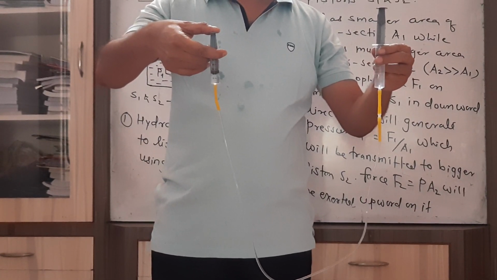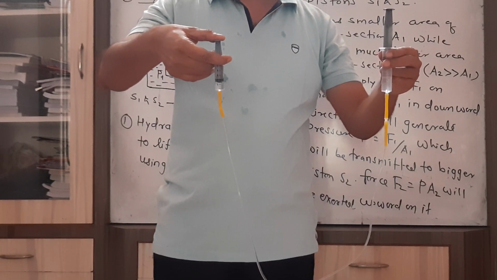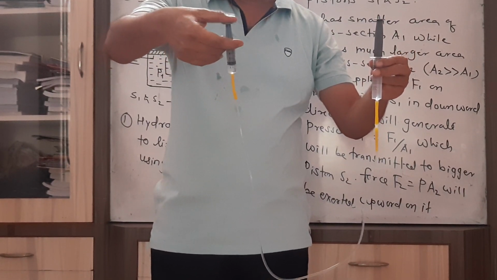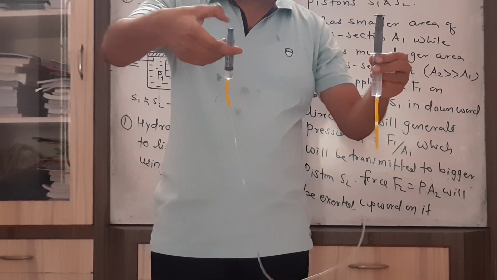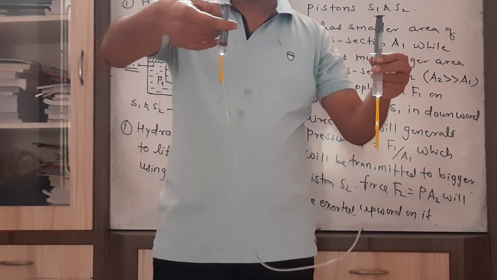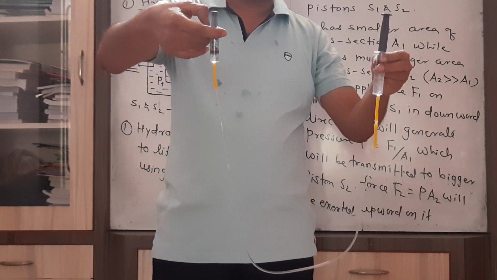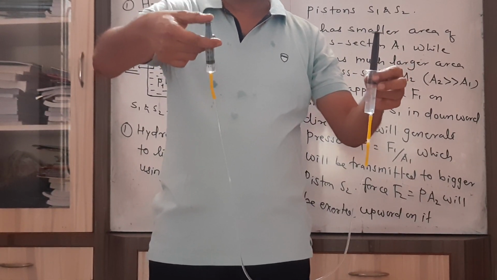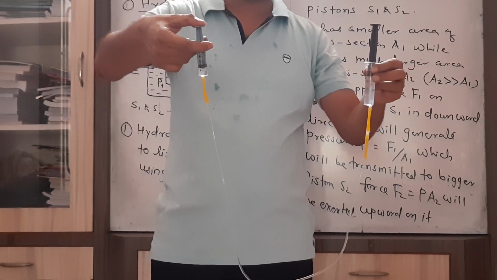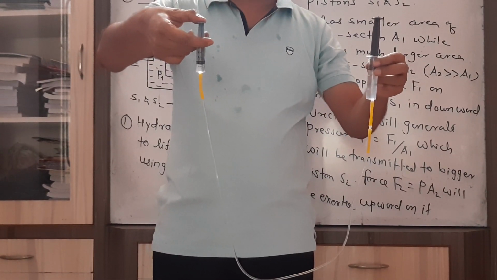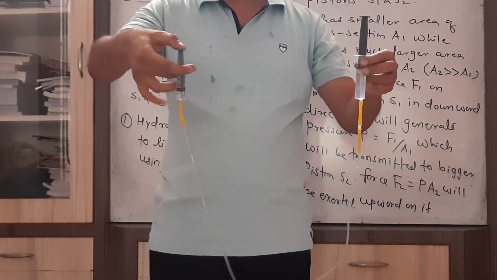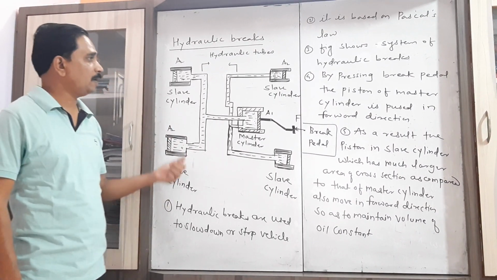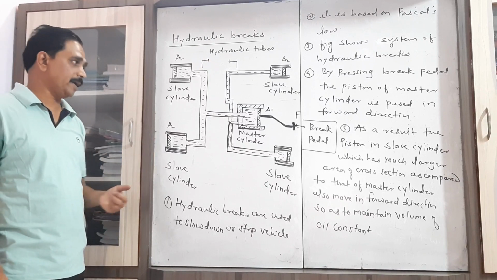It will slowly move in upward direction. So from that we can easily see that whatever pressure is applied here is transferred from one piston to the other piston, which clearly indicates that whatever pressure is applied at this place is equally transferred to the other place. Now consider the second application of Pascal's law, that is the hydraulic brake.